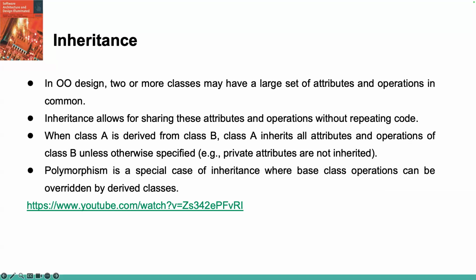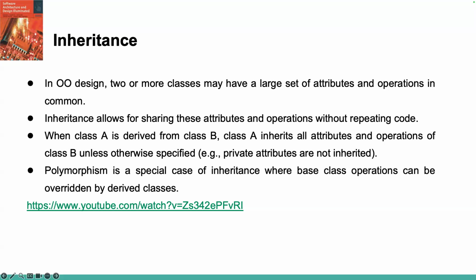It is common for 2 or more classes to share a large set of attributes and operations. Instead of duplicating code, inheritance provides an elegant solution for sharing these attributes and operations across classes. When class A is derived from class B, class A automatically inherits all the attributes and operations of class B, unless otherwise specified. For example, private attributes in class B will not be inherited by class A, but inheritance is not just about code reuse.